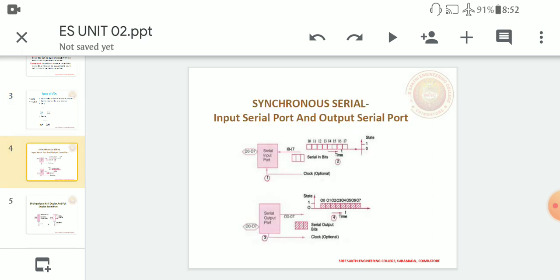This is the diagram which illustrates the synchronous serial input port and output serial port. Here in the diagram you can see that data bits are transferred. The dotted lines are the shaded parts of the diagram, where the input port and the output port are, so you can see the difference in that diagram.